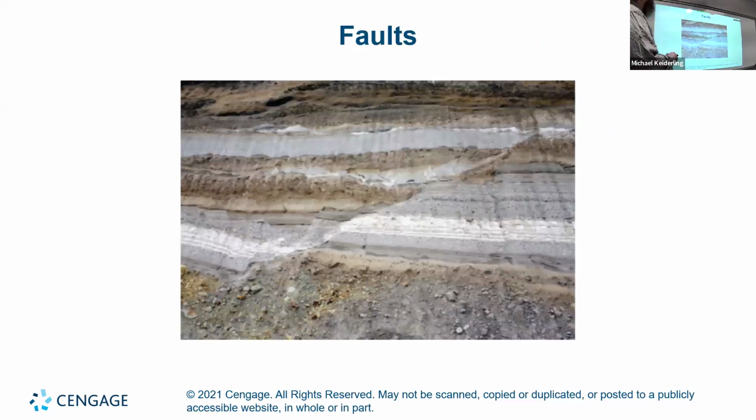So this is an example of a fault. You can see here these layers of rocks, and you can see how this side has gone up and this side has gone down.